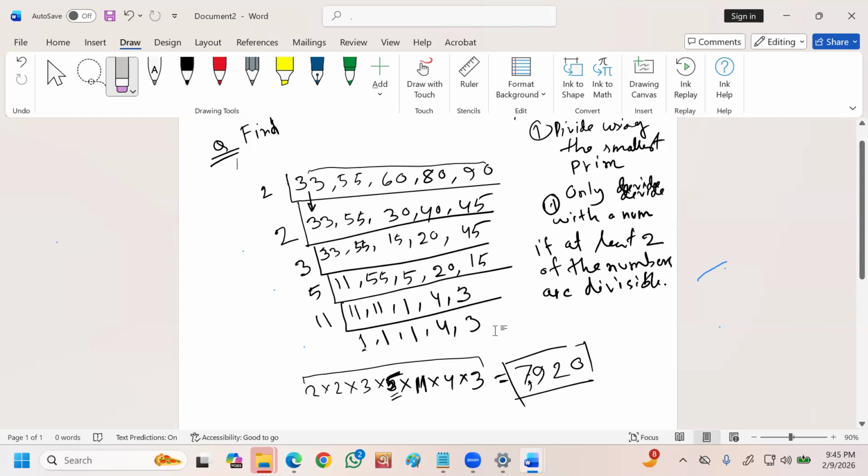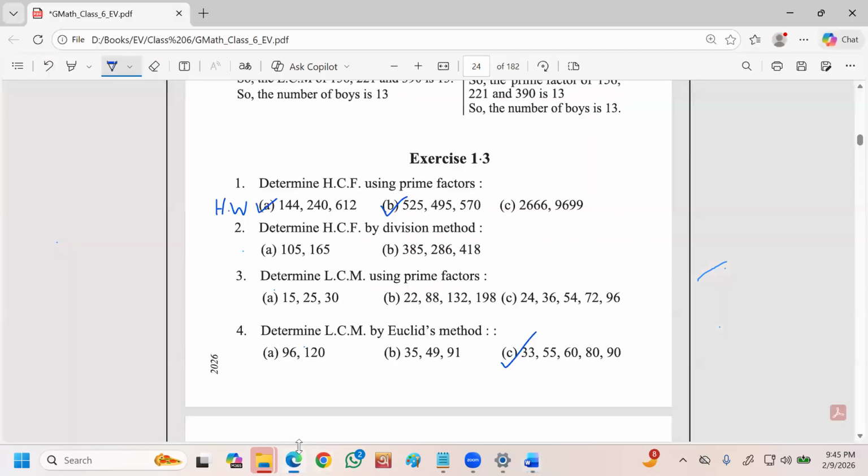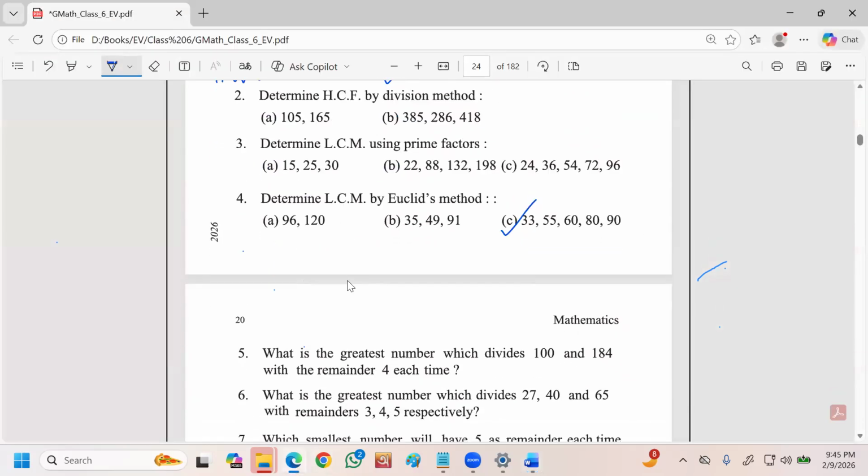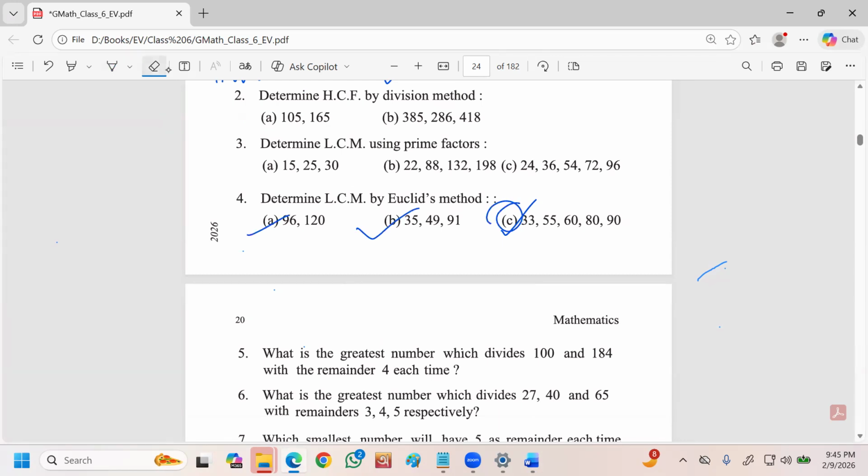You can copy it in your notebook. Okay, then let's move forward. Yes sir, I have taken a screenshot. Okay, very good. So as we already solved this one, we can solve A and B, right? So these two will be your homework for now.